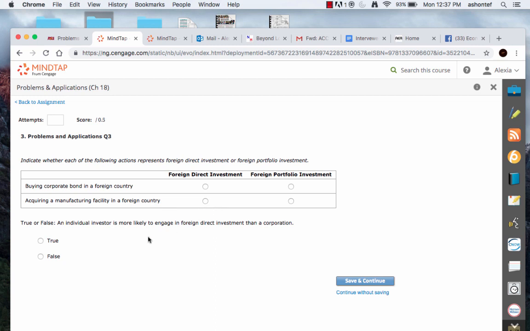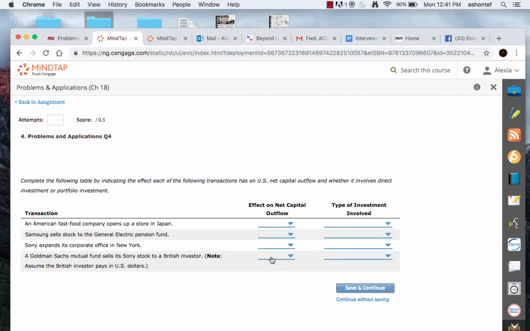And then on the true-false question, it says, an individual investor is more likely to engage in foreign direct investment than a corporation. Do you think that's true or false? If you're just an individual, just think of yourself, are you going to be more likely to engage in direct investment, where you're buying a manufacturing plant and overseeing it on a daily basis, than a corporation? I mean, if it were me, I'd be going more for the portfolio. Okay, so we'll continue on.